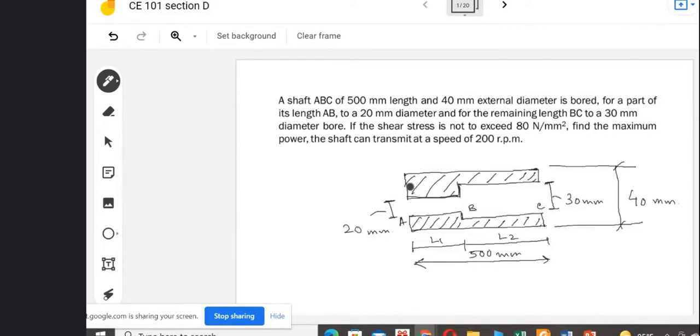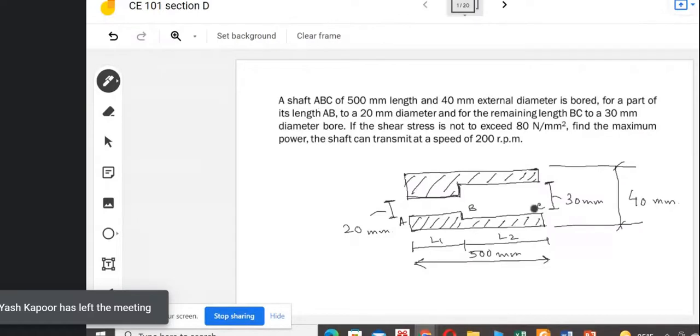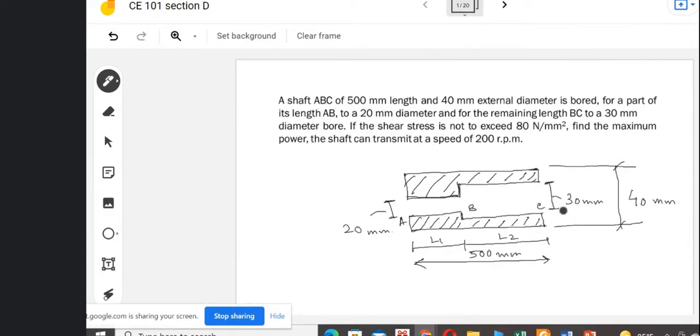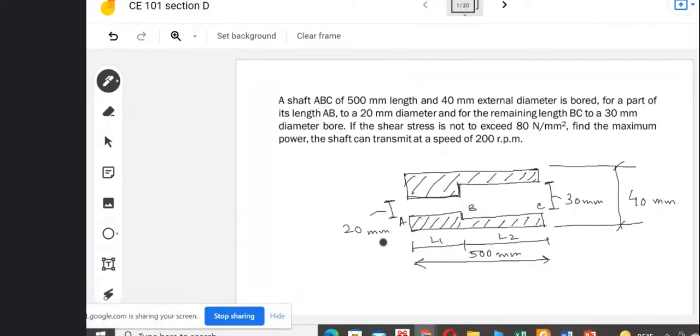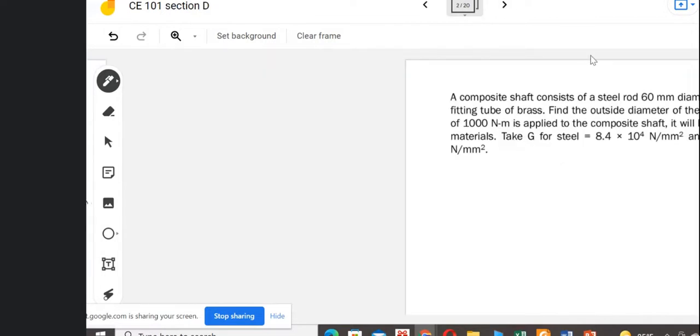So now the shaft looks like this. This is the outer diameter. For this BC length, it is 30 millimeter diameter, whereas for the AB length, it is 20 millimeter diameter. A couple of things we do not know yet for how we can solve this problem. To do that, let us do a quick problem.